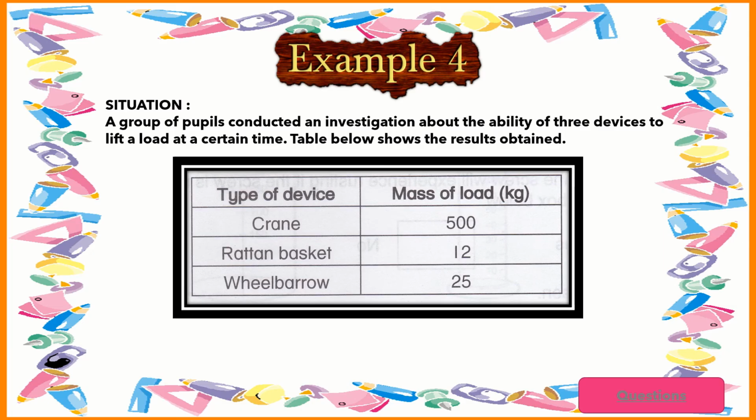Next, example 4. Situation. A group of people conducted an investigation about the ability of 3 devices to lift a load at a certain time. The table below shows the results obtained. Type of device, mass of load lifted by each device. Crane 500 kg, rattan basket 12 kg, and wheelbarrow 25 kg.